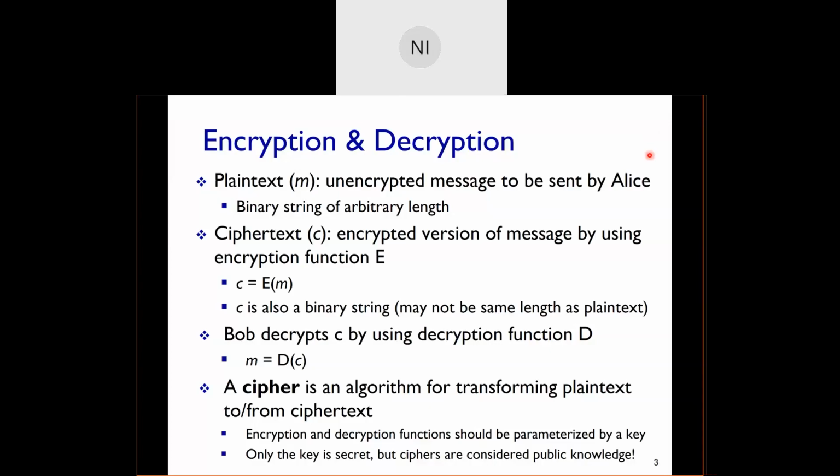So what Bob has to do is Bob takes the encrypted message, which is called ciphertext, and applies the decryption function on that to get back the plain text. We use the word cipher basically to mean the algorithm that is used for transforming the plain text to the ciphertext or vice versa.